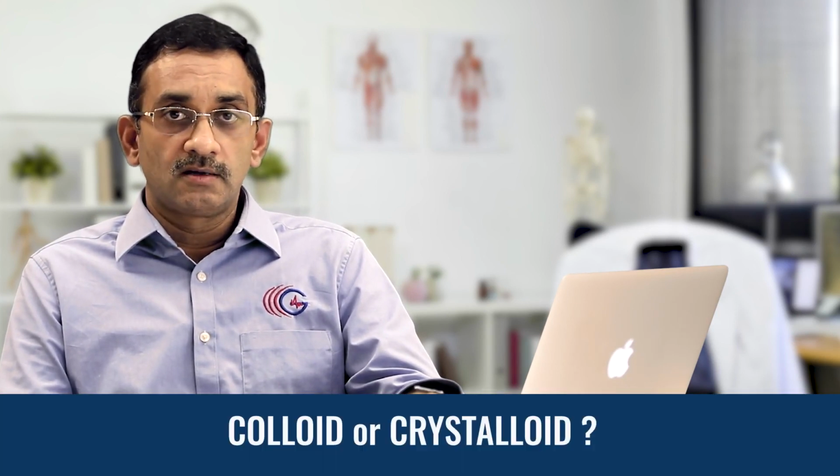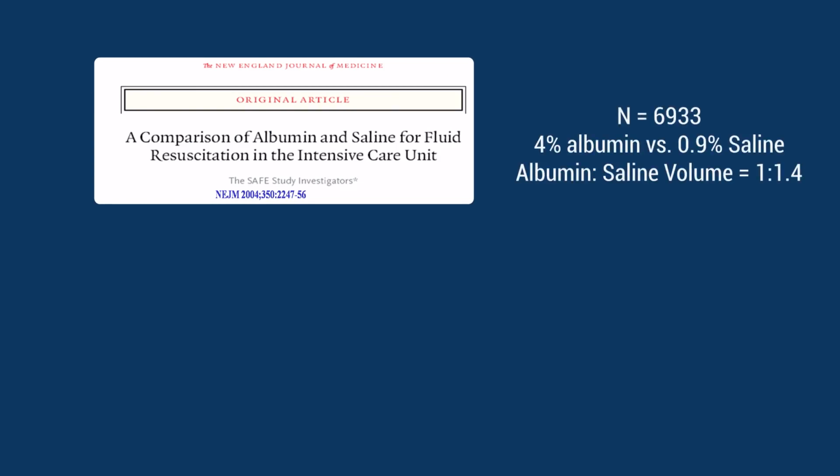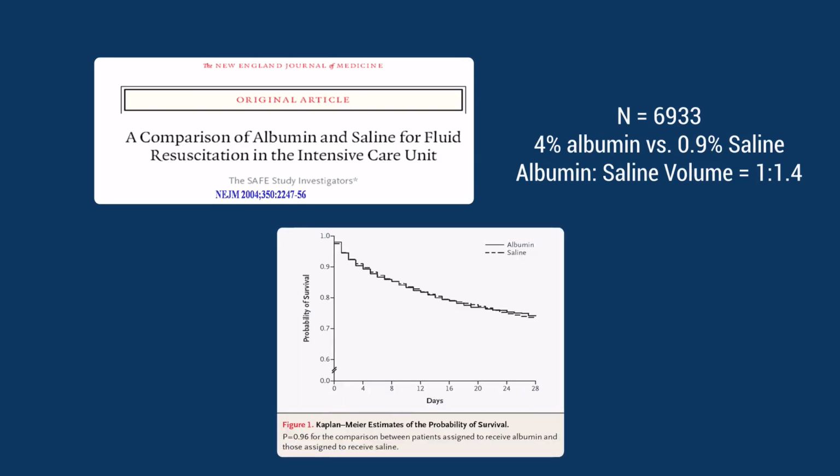So now that we know we are going to give fluids, the question is, what fluid are we going to give? Are we going to give a colloid or a crystalloid? The largest study that has compared them head to head would be the SAFE study done in Australia, where they randomized patients to either 4% albumin or normal saline. They took about 7,000 patients in shock and randomized them to albumin versus saline. They found no mortality difference between the 2 groups.